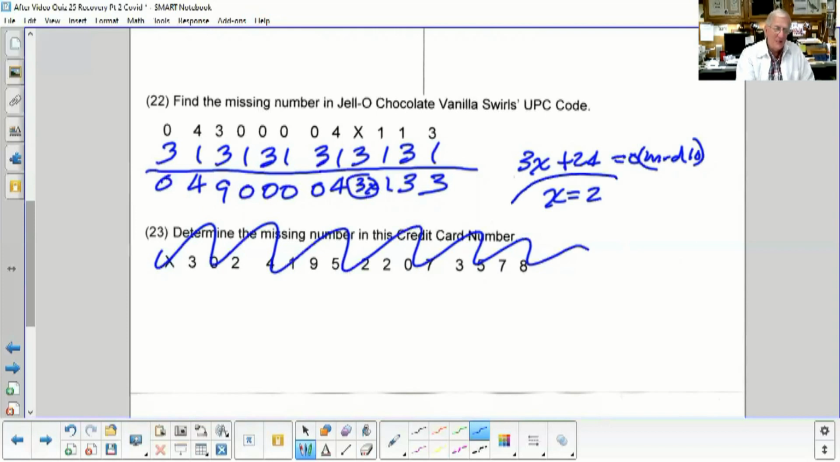X has to be equal to 2 for this code for Jell-O chocolate vanilla swirls to be shown correctly with the right type of UPC code.